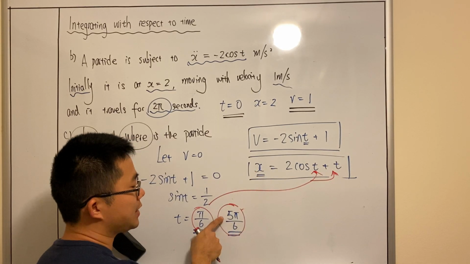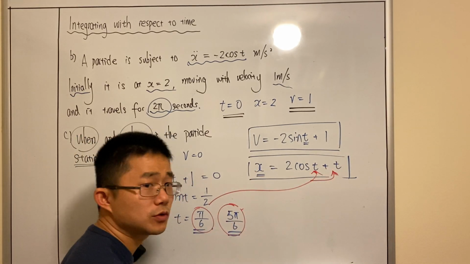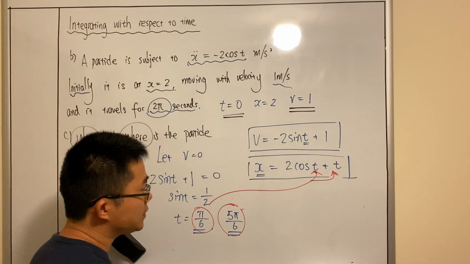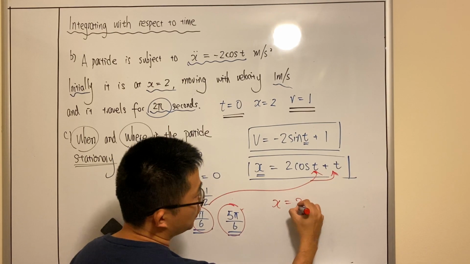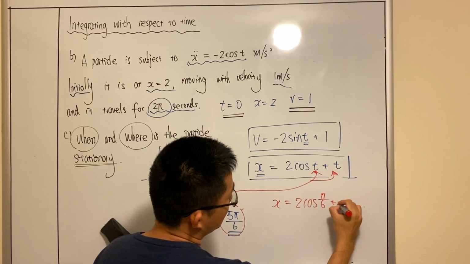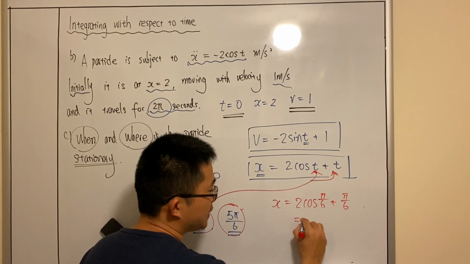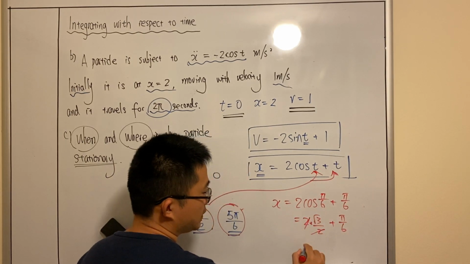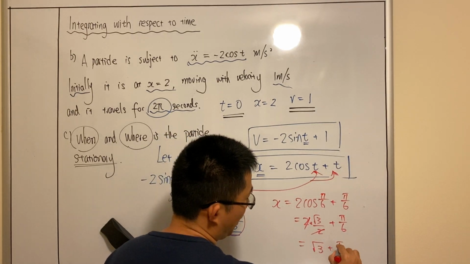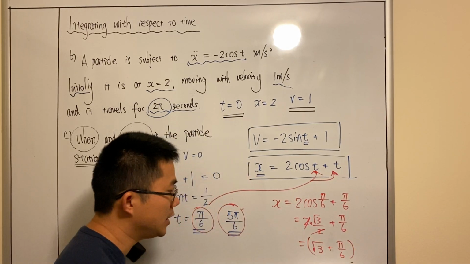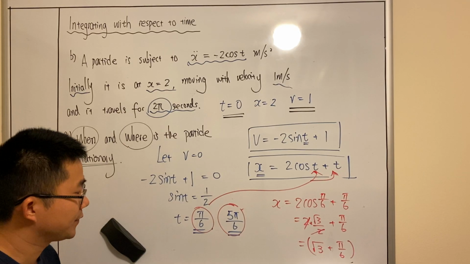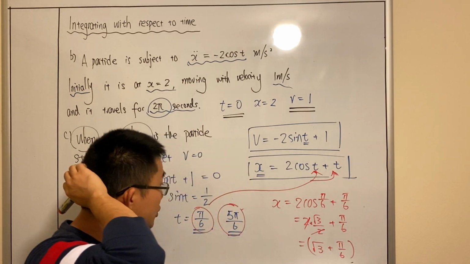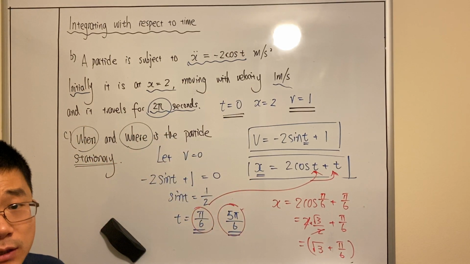You substitute t equals pi on 6 into both these two t's to work out the x, and then you substitute 5 pi on 6 into both these two t's to work out the position of the particle. Therefore, the first one is x equals 2 cos pi on 6 plus pi on 6. Cosine pi on 6 is root 3 over 2, and if you cross this 2 out, it becomes root 3 plus pi on 6. That is the position away from the origin. You can do the same thing for 5 pi on 6 with a substitution, and you should be able to find the x.